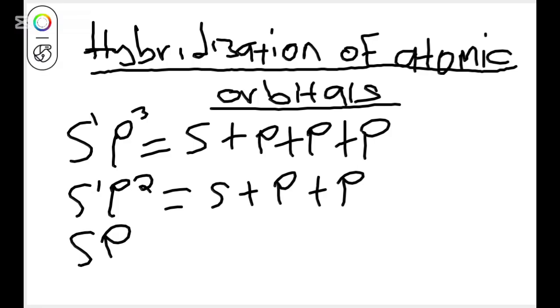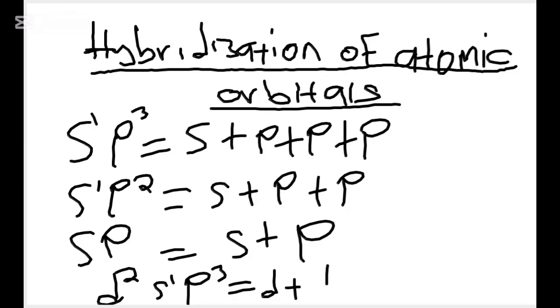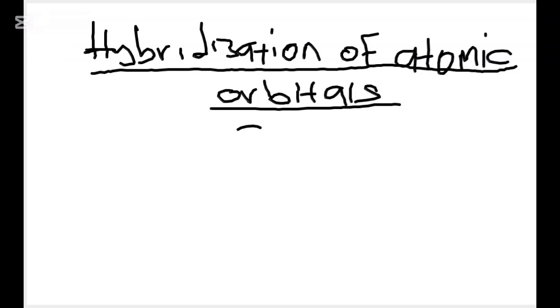What of sp? sp is only one s orbital and one p orbital: s plus only p. Now what if I said d2sp3? It is the same thing as having two d orbitals, d plus d, plus s, plus p, plus p, plus p, which gives us three p orbitals.